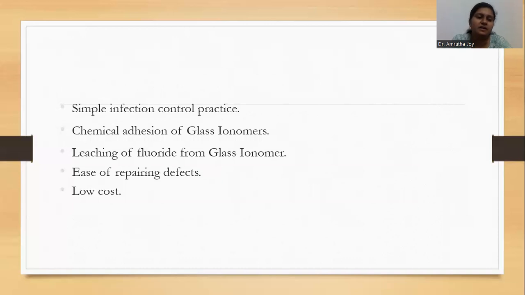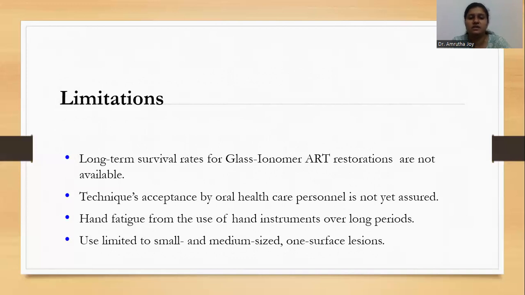Simple infection control practice, and this glass ionomer cement is chemically adhered to the tooth structure, so the sound tooth structure can be preserved. No particular cavity design is needed since the material is chemically adhered to the tooth structure. And fluoride is leaching from glass ionomer, so this fluoride will prevent further progression or further development of caries, and it is easy to repair the defects if it happens, and of course low cost. These are the advantages. Coming to limitations.